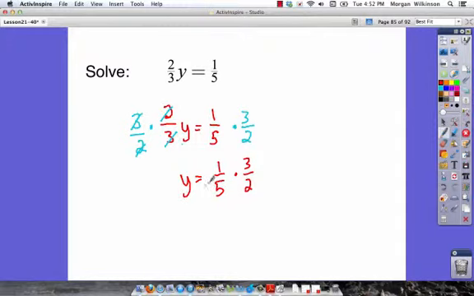Let's go ahead and figure out what our answer is going to be. Y is going to be equal to 1 times 3, that's 3. Y is equal to 5 times 2, that's 10. So we get our answer. Y is equal to 3/10.